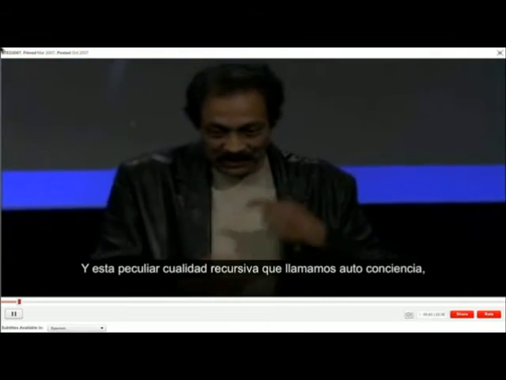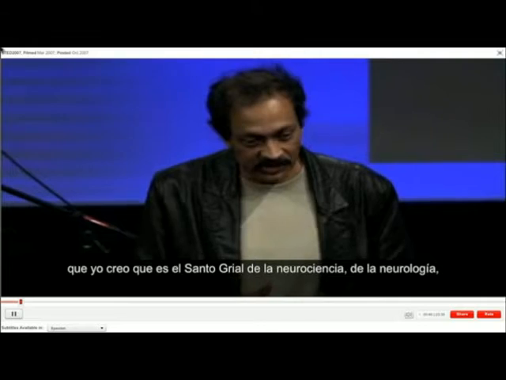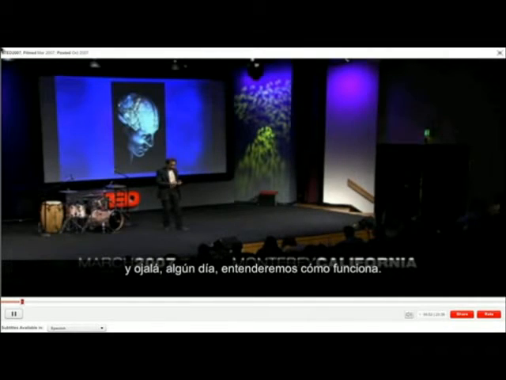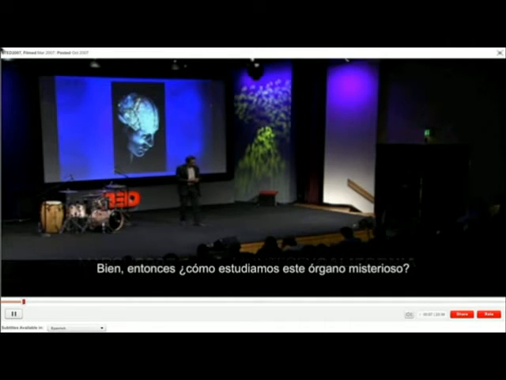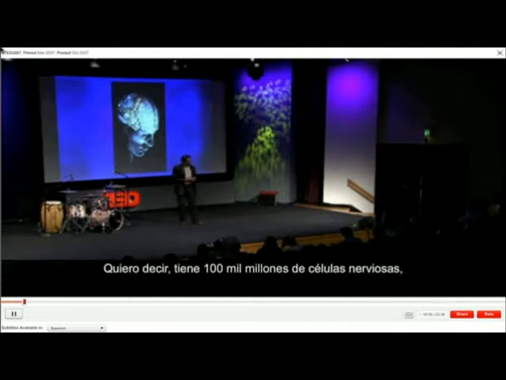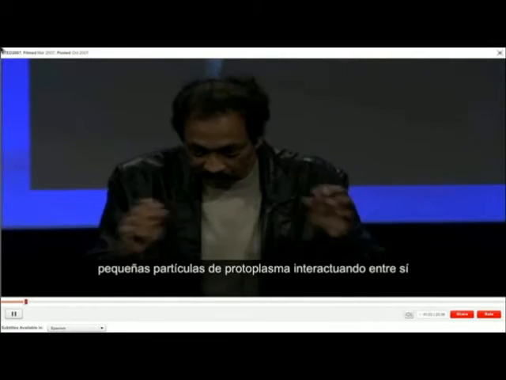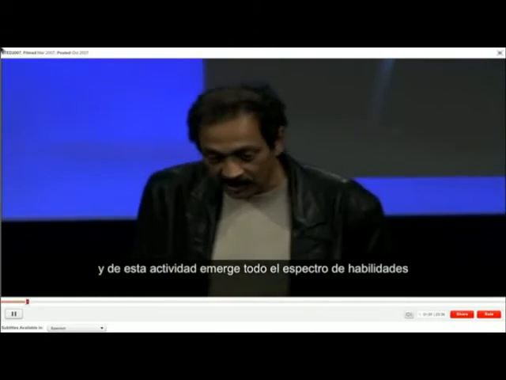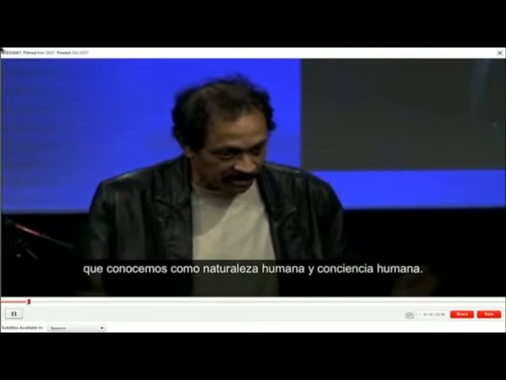And there is this peculiar recursive quality that we call self-awareness, which I think is the holy grail of neuroscience, of neurology, and hopefully someday we'll understand how that happens. Okay, so how do you study this mysterious organ? I mean, you have 100 billion nerve cells, little wisps of protoplasm, interacting with each other, and from this activity emerges the whole spectrum of abilities that we call human nature and human consciousness.